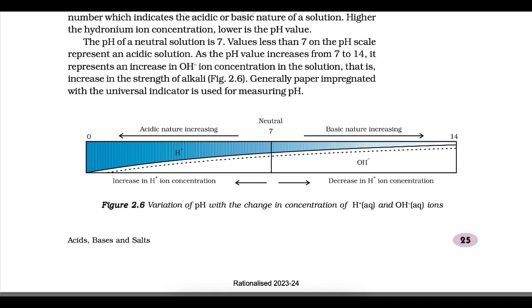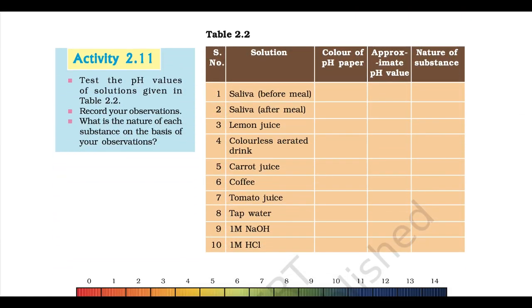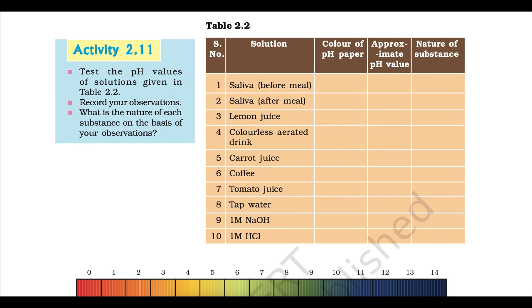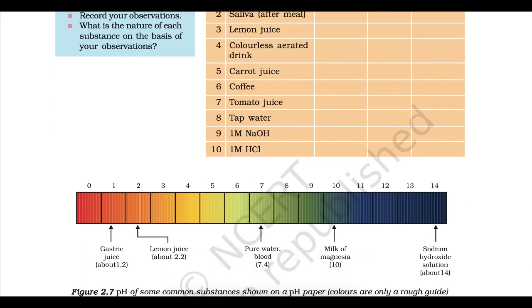Generally, paper impregnated with the universal indicator is used for measuring pH. Activity 2.11. Test the pH values of the solutions given in the table. Record your observations. What is the nature of each substance on the basis of your observation?